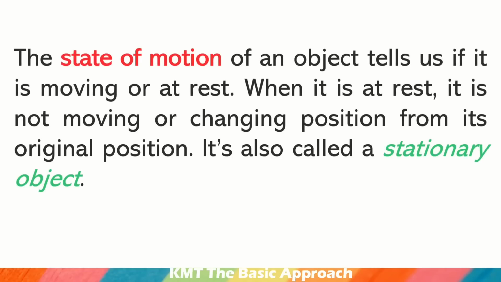The state of motion of an object tells us if it is moving or at rest. When it is at rest, it is not moving or changing position from its original position. It's also called a stationary object.